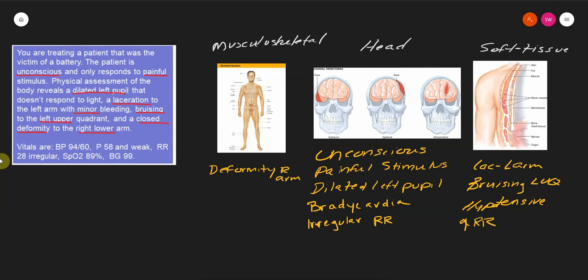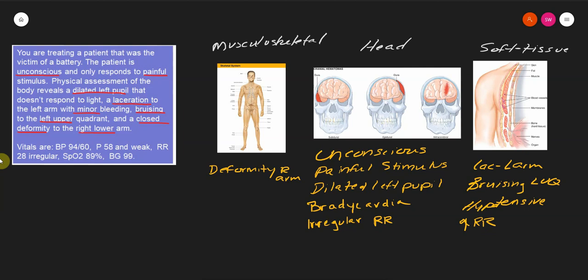SpO2 of 89% more than likely is just a result of us not moving enough air, right? The patient isn't exchanging air adequately, which could really fall into either one of these areas, so we'll just leave that off for the time being. A blood glucose of 99, that's important because that tells me that this altered mental status here is not actually a result of the glucose. So glucose doesn't help us rule in or confirm anything, but it does help us rule out the fact that the altered mental status would be a result of hypoglycemia.